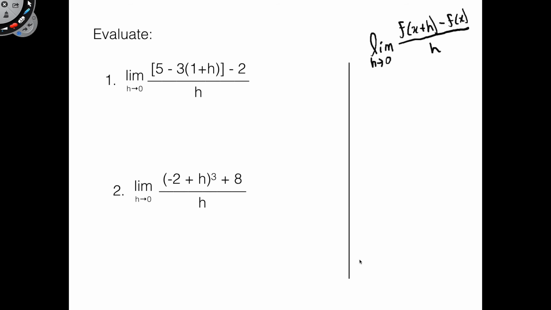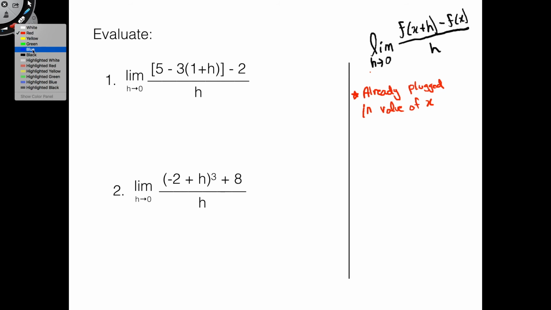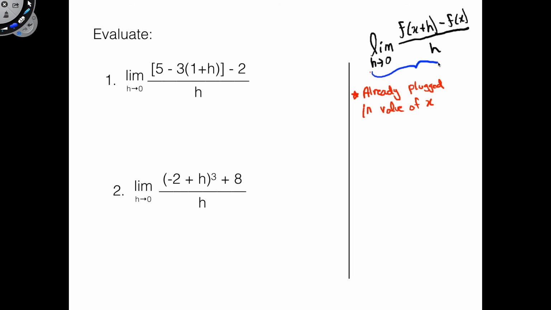All right, so what has happened in this particular type of problem is we have already plugged in a value of x. We have taken this expression and already plugged in some value into it. If we were to translate this, what this would be is the following: the limit as h approaches 0 of f of c plus h minus f of c, all over h. So that's what this expression essentially translates to.